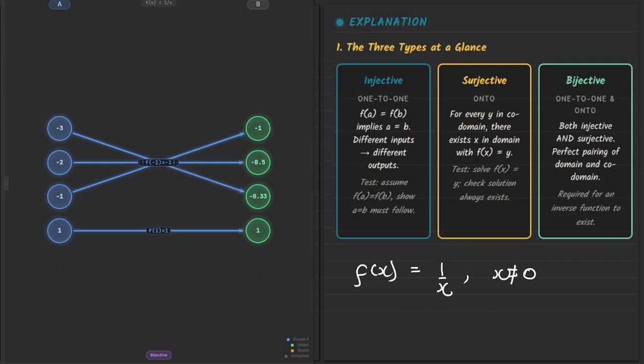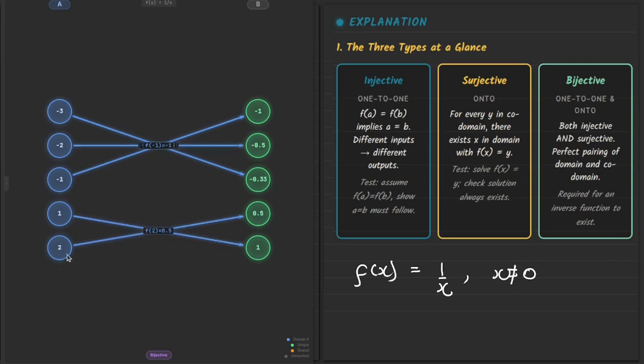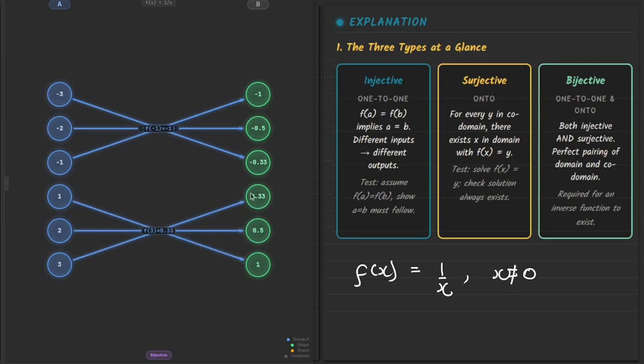Now let's go to x equals 1. So 1 maps to 1. 2 is going to map to what? 2 is going to map to 0.5. 3 is going to map to 0.33. Now we are seeing this type is actually bijective.